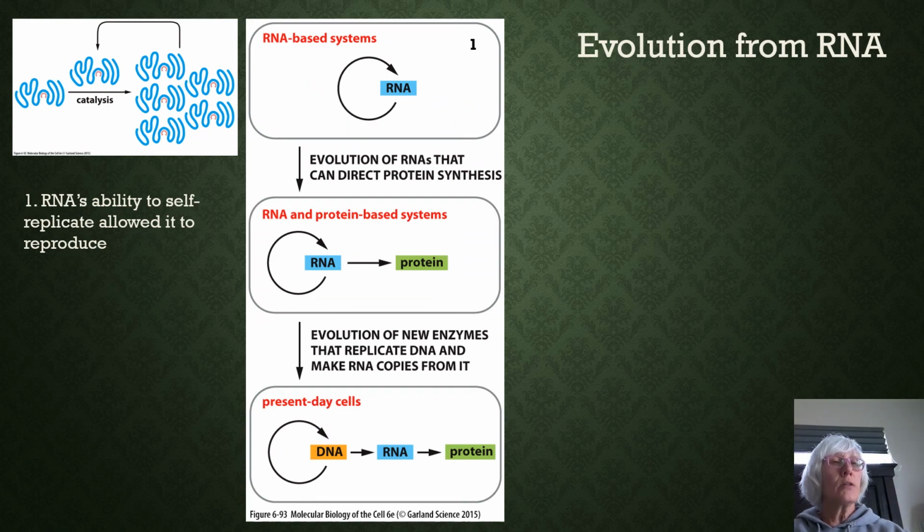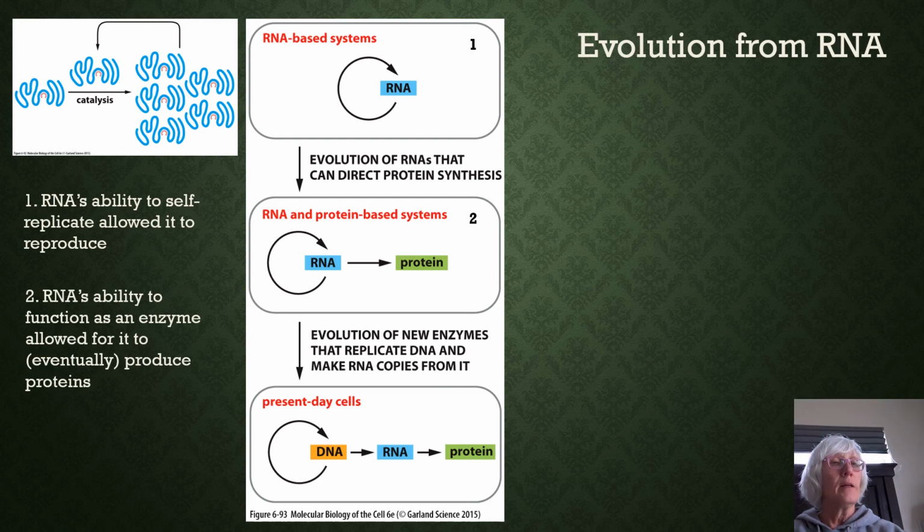RNA is also, as a nucleic acid, able to self-replicate. That is one of the primary requirements for our first biologic molecule. Once we had one biologic molecule, we needed to make more copies of it. That's shown in the top of the right-hand image, where RNA is making more and more copies of itself.